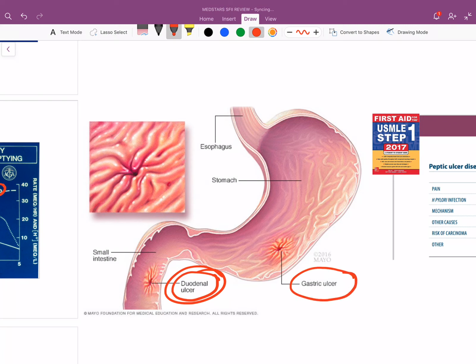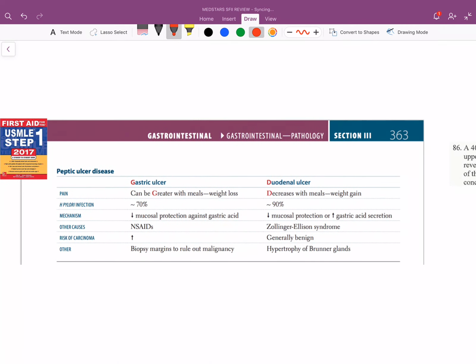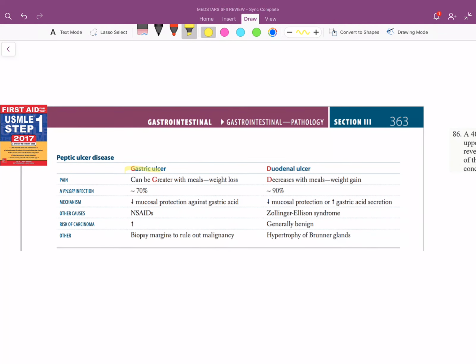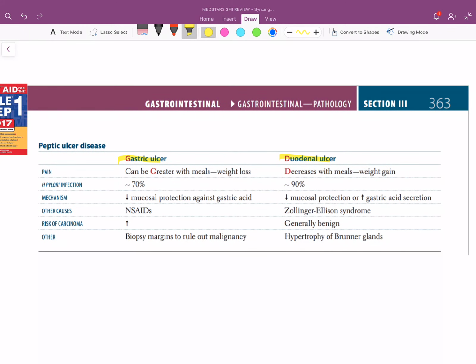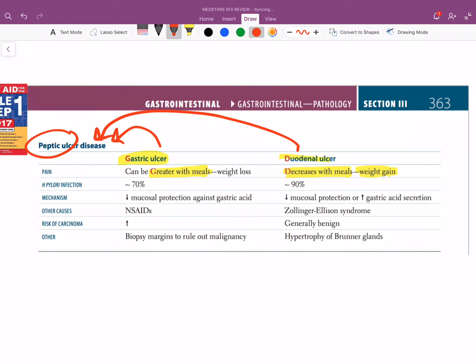People with gastric ulcers actually get more pain from eating. That's a big difference between a gastric ulcer and duodenal ulcer: the duodenal ulcer pain decreases with meals. So these people tend to gain weight, because you're eating all the time, because the eating causes relief. And with the gastric ulcer, the pain is greater with meals. And remember what I said earlier, that gastric ulcers and duodenal ulcers are both peptic ulcers.